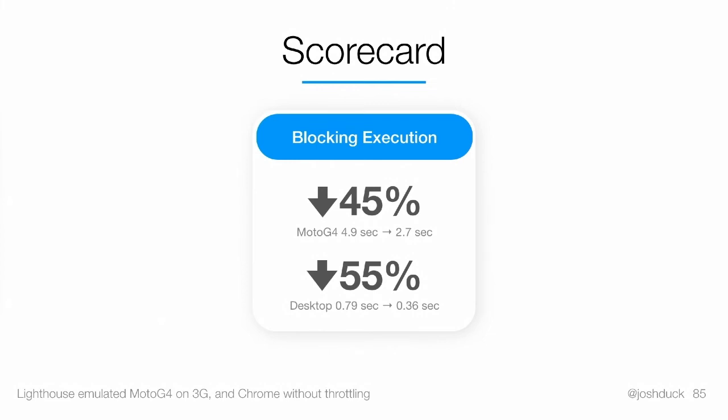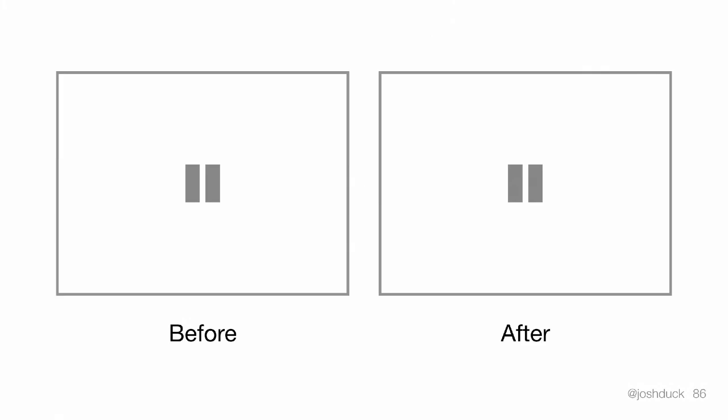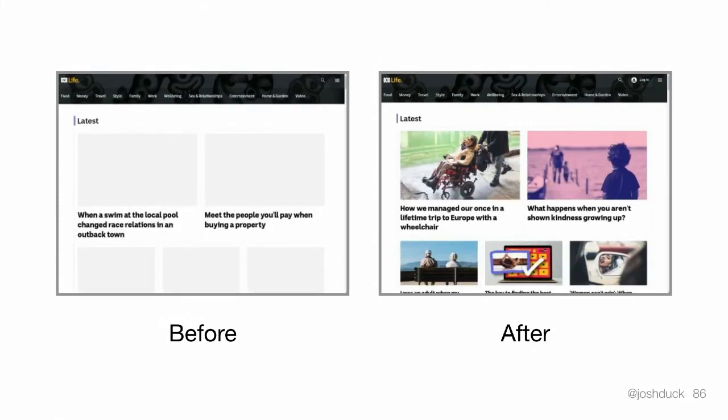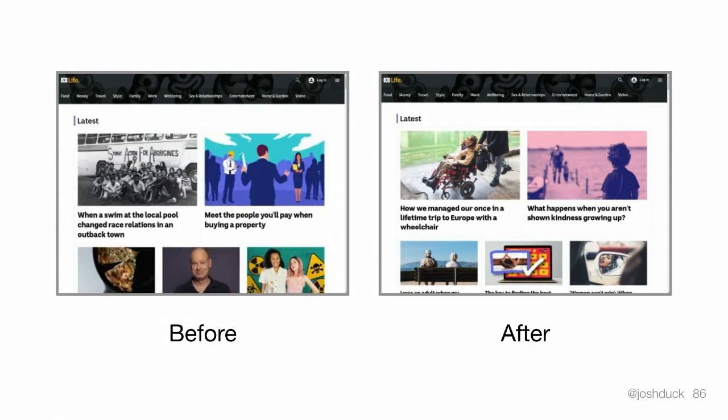Numbers are cool, but I think what is better is actually seeing this in practice. So I've got a screen recording of what the site load felt like before and after we'd done this work. I'm just going to play this now. So you can see there on the right-hand side, way, way, way quicker to get images on the screen, to get layout there. The JavaScript executed much sooner too. So all up, a really good outcome for all of this work.